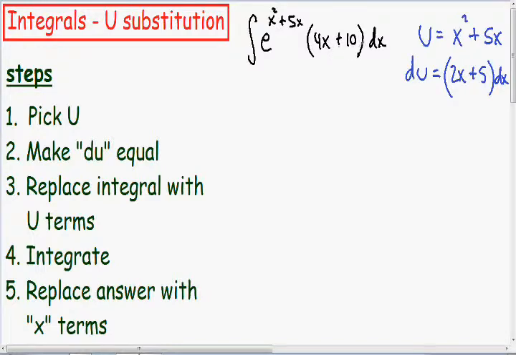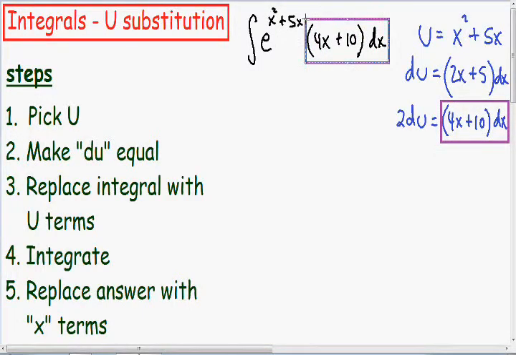Now notice how our 4x plus 10 dx is not equal to our du, which is 2x plus 5 dx. But this can be fixed quite easily if we multiply both sides by 2. So if we multiply the du by 2, and if we multiply the right side by 2, that becomes a 4x plus 10 dx. Now our du equation is equal to the rest of the integral. And I'll also highlight my u in green, just so it's easier for you to see throughout the problem.